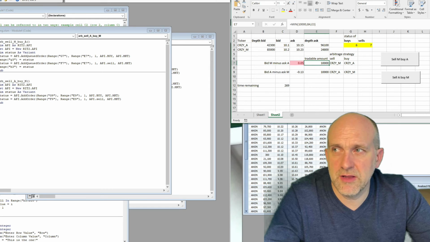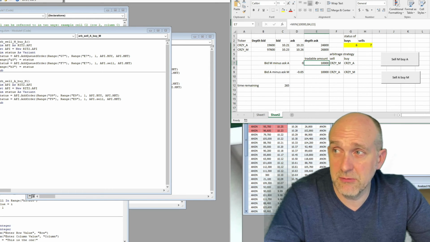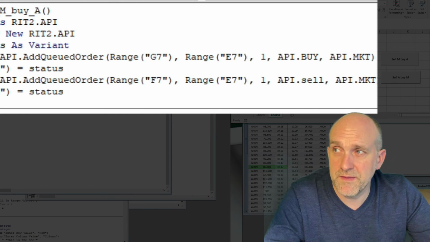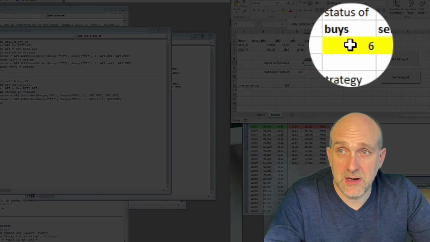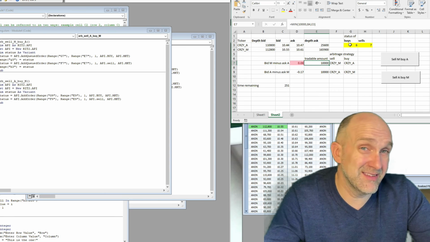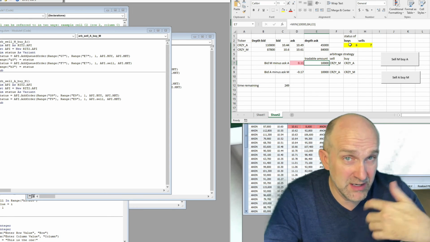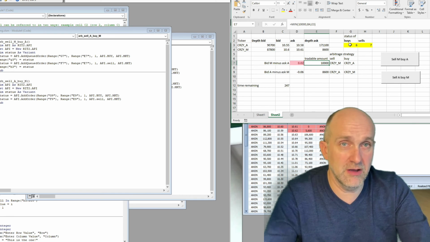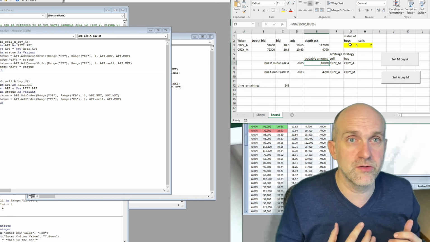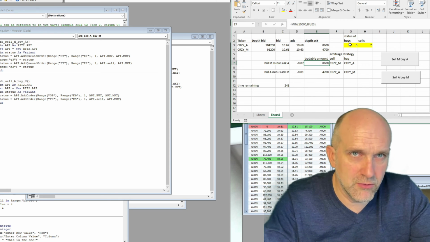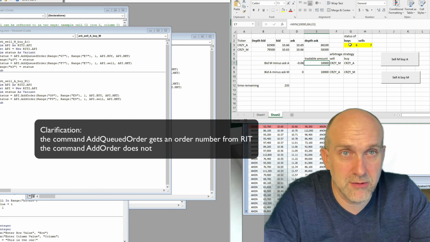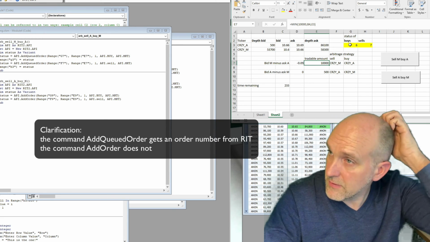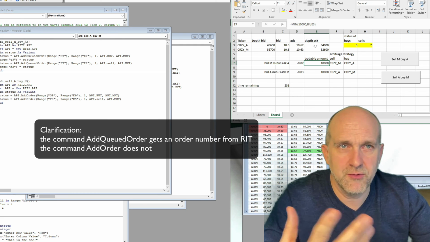Now I said I want you to ignore the line here which starts with range something status. What that basically says is that range G3, which is over here, this yellow dot, will give me the status. The status for an added queued order is the order number that you have just used. Every time you send an order, the system returns a number for that particular order. This is not relevant for market orders, but if you put in a limit order, this is one way you can keep track of your orders as they exist. And then I did the same thing for the offsetting sell order.